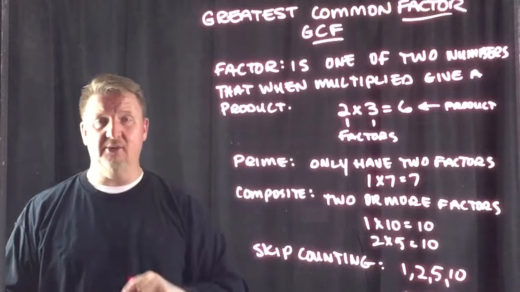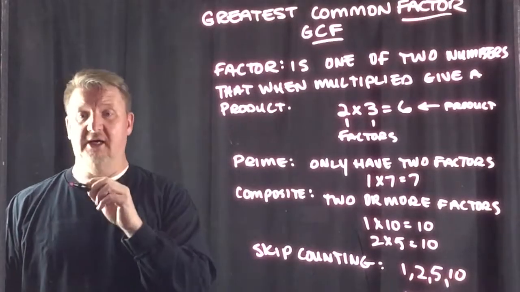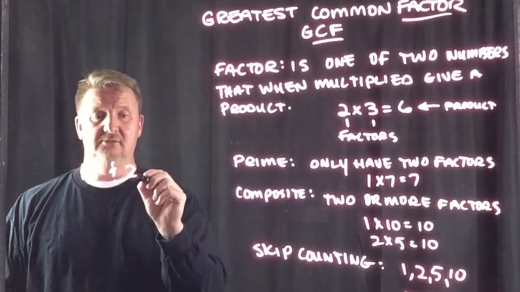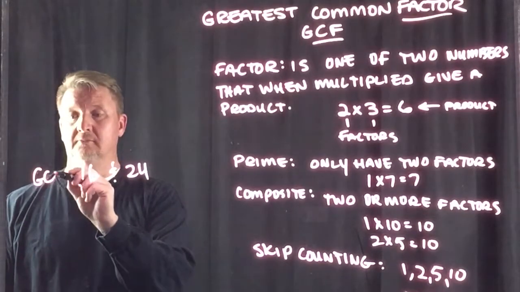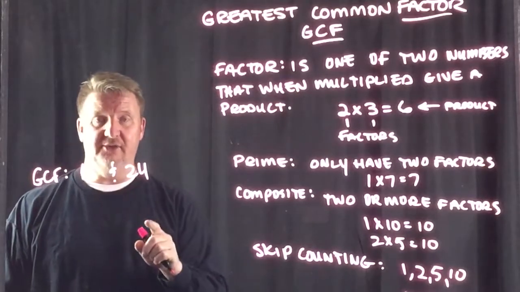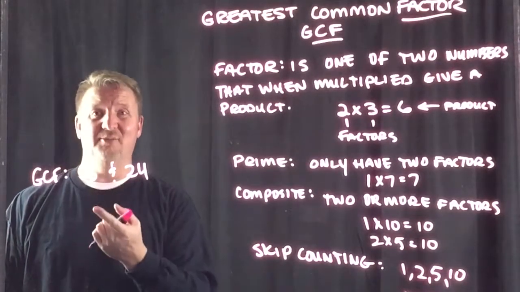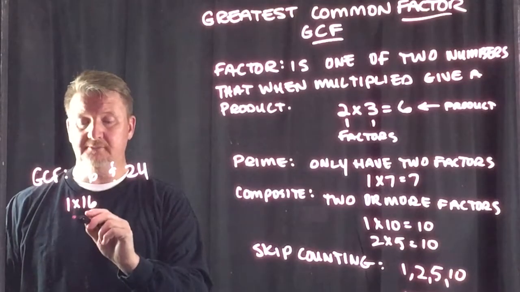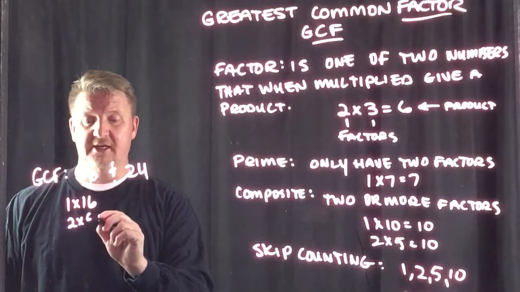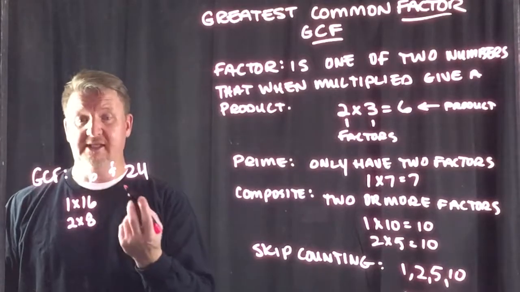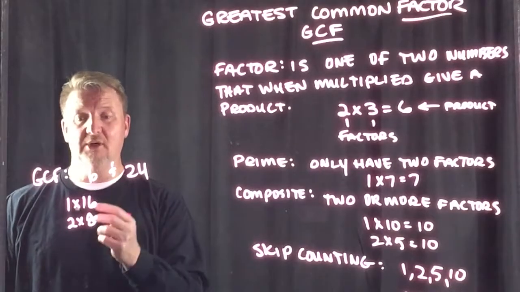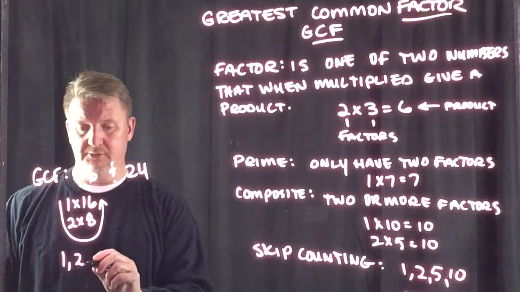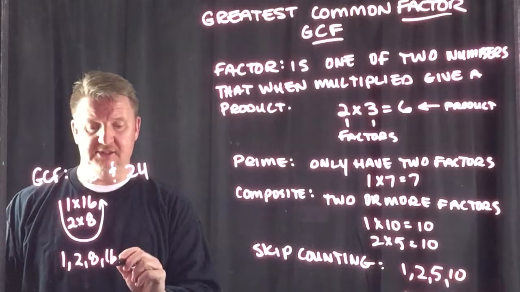Let me show you an example of how to find the greatest common factor of 16 and 24. I want the GCF of both of those. The first thing I'm going to do is find all the factor pairs of 16. I start with the simple one, 1 times 16. Then 2 times 8, and that's about it; there aren't any others. Then I list them in order from least to greatest: 1, 2, 8, and 16.